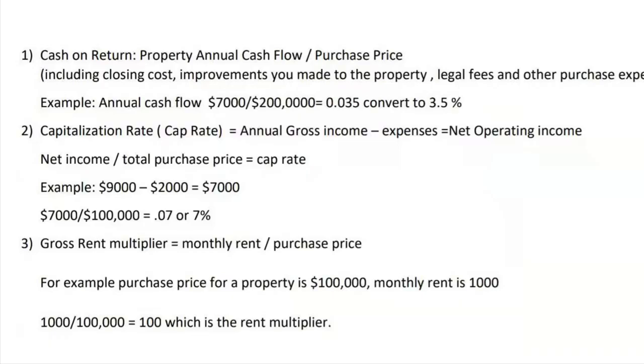Some people also use the gross rent multiplier, where you take the purchase price divided by the monthly rental income. For example, the purchase price for this property is $100,000. Monthly rental income is $1,000. Then you take 100,000 divided by 1,000, which gives you 100, which is the rent multiplier. Now, 100 is actually pretty large. You want this number to get as low as possible. If you could get down to like 20, that would be great.